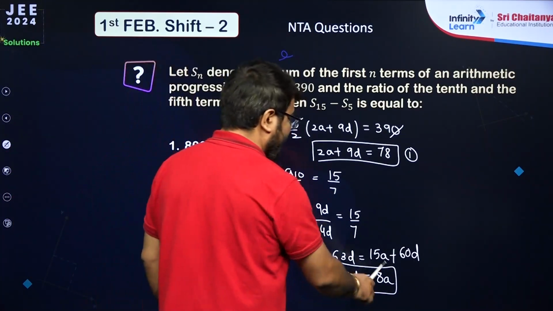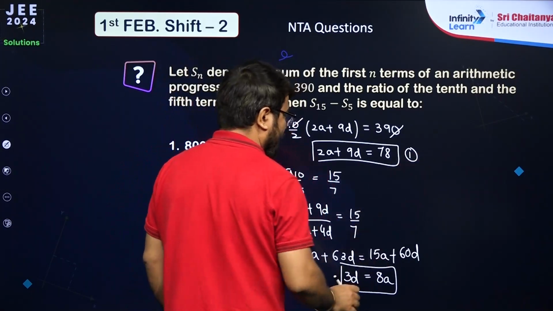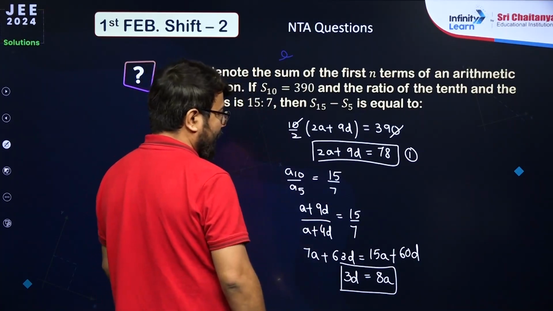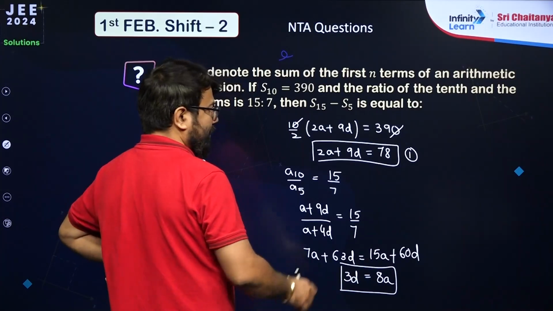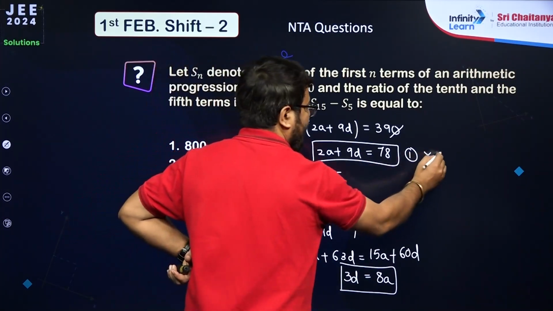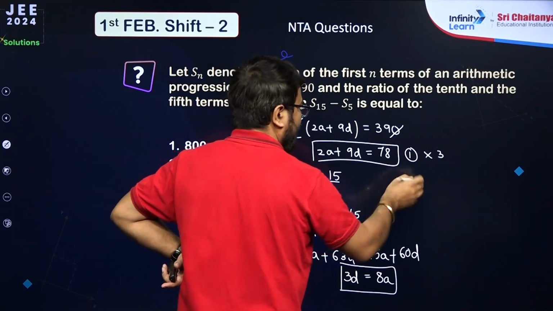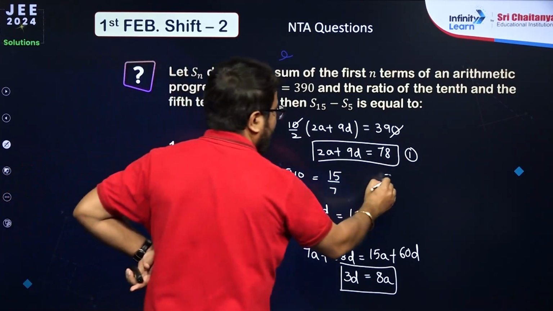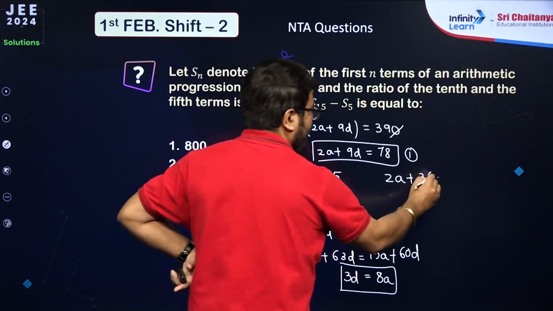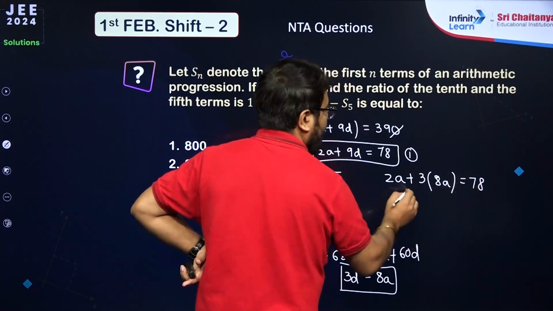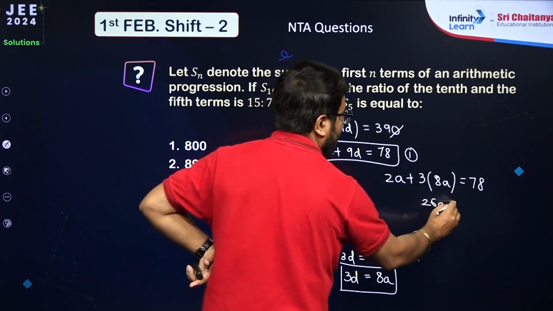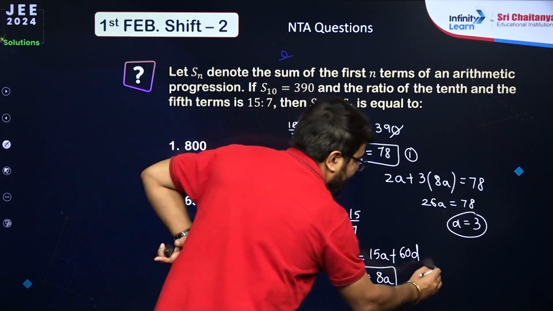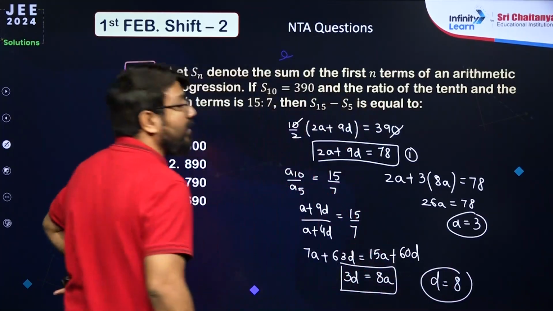So that means if 8A is equals to 3D, if I want to write the value of 2A over here, I can multiply this with a multiple of 3, okay, and I can put down the values, or even without multiplying it by 3, I can put down the value. Just a minute. Let us put the value of 3D over here. So it is 3 times 3D and this is 8A and this is 78. So this is 24 and 2, 26A is equals to 78. A will be 3. If A is 3, I am putting down the value. D will be 8. So A is equals to 3, D is equals to 8 for this AP.